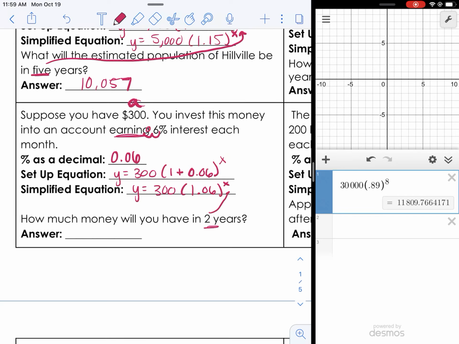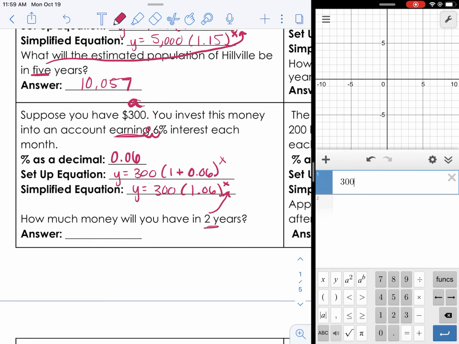And how much money will you have after 2 years? We're going to plug that in for x and evaluate. So we're going to do 300 times 1.06 raised to the second power. So that's going to be $337.08.